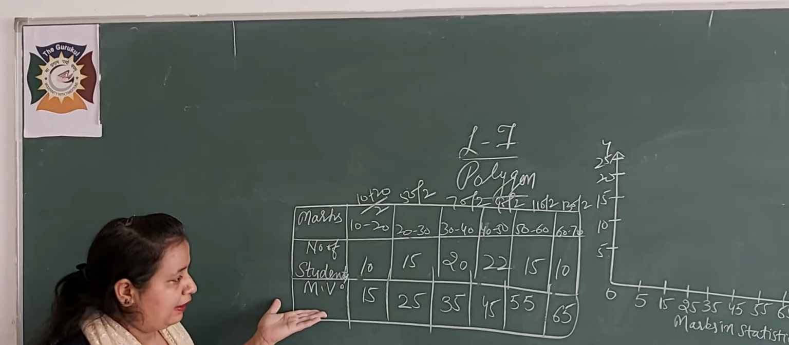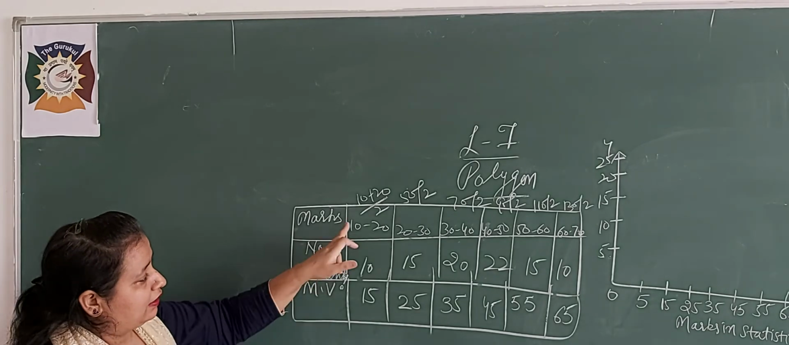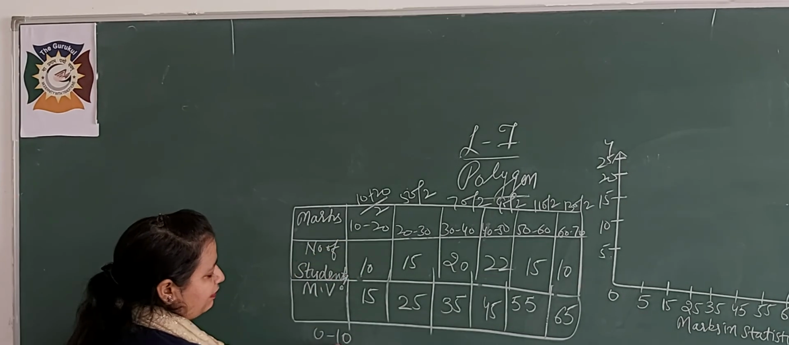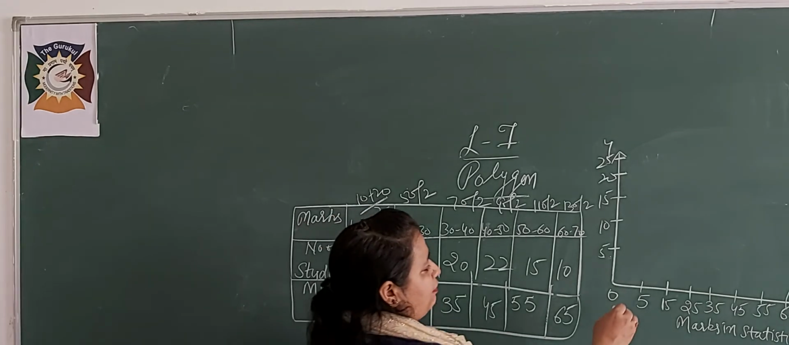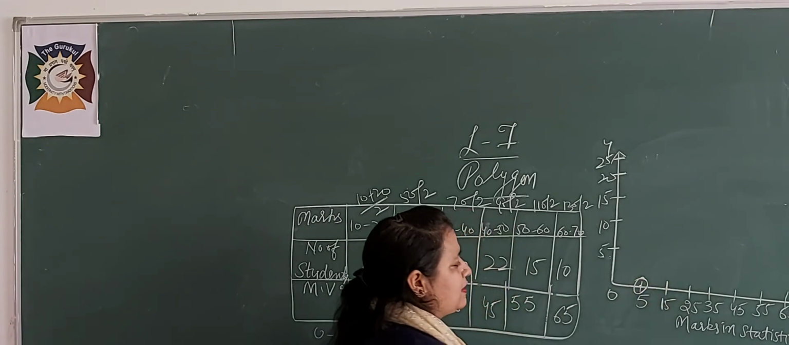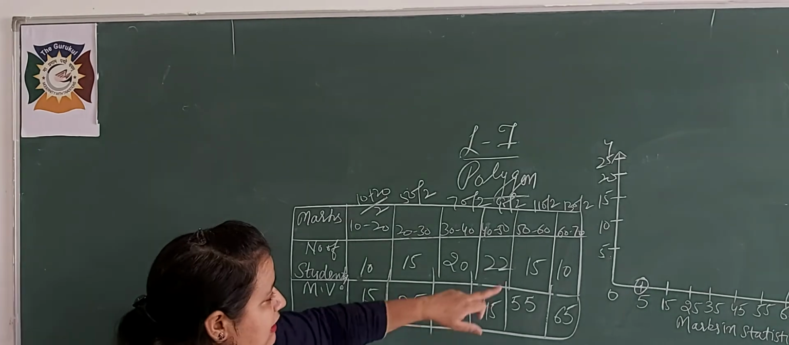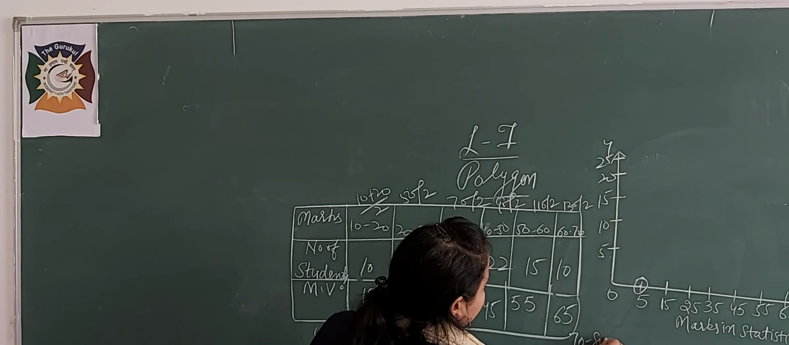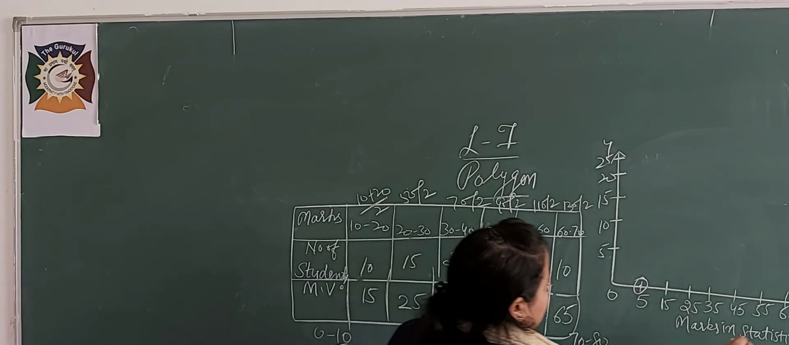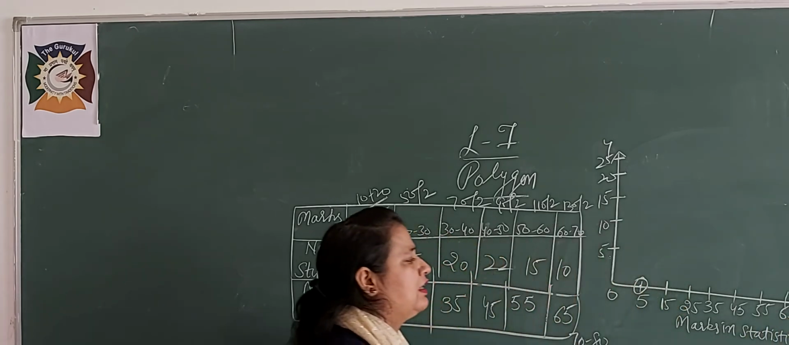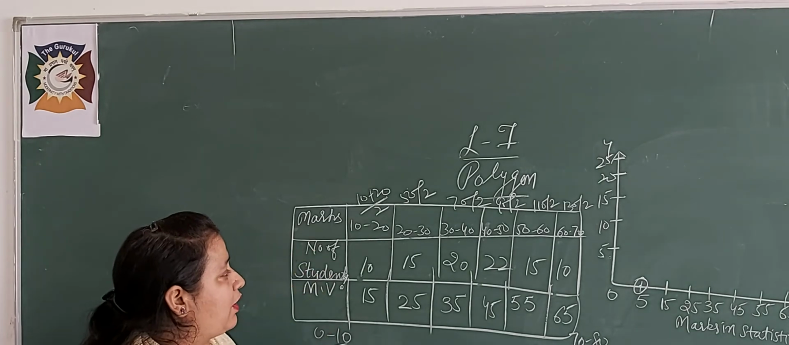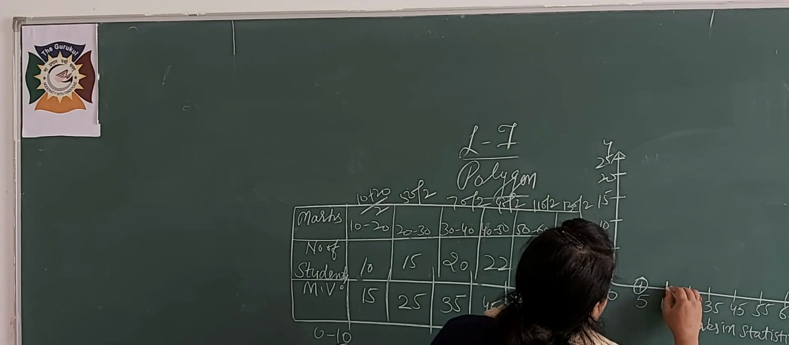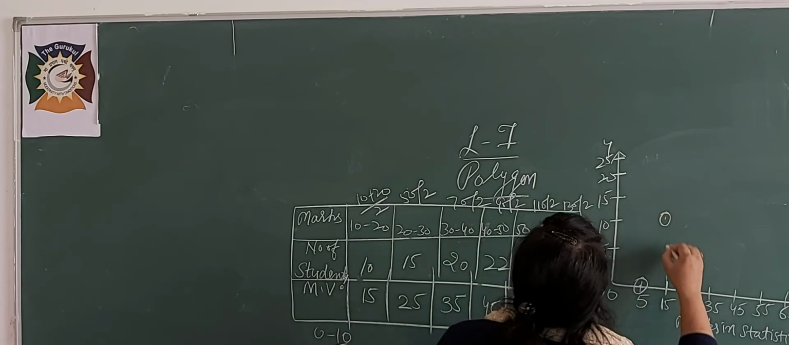I will start the beginning, I will take 0 to 10 myself at my own level, then the midpoint is 5. So, I will start from 5. At 5 it is 0. Last I will take myself, that is 70 to 80. At 75 it will be 0. The rest I will do accordingly. Mid value 15, number of students 10.